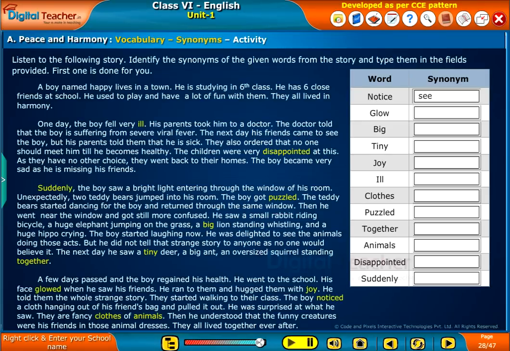The boy noticed a cloth hanging out of his friend's bag and pulled it out. He was surprised at what he saw. They are fancy clothes of animals. Then he understood that the funny creatures were his friends in those animal dresses. They all lived together ever after.